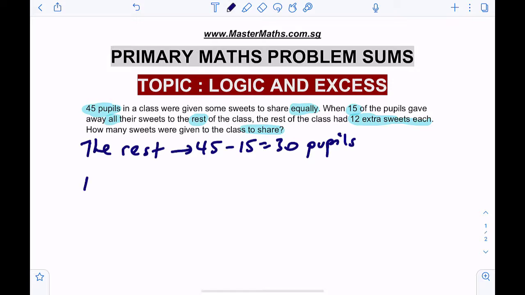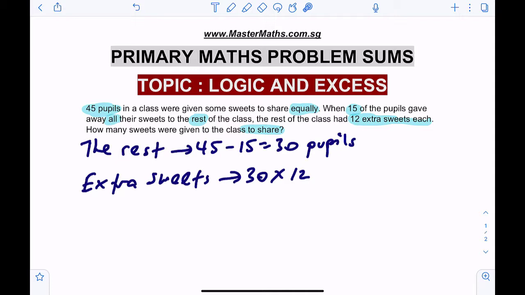So the next step is to find the extra sweets that are going around. The extra sweets going around will be 30 times 12, because the rest of the pupils, that is 30 pupils, each of them got 12 extra sweets. So this will be 360 sweets. Now again, where did these 360 sweets come from? It came from those 15 kids who did not want to eat any sweets and decided to give away their sweets.